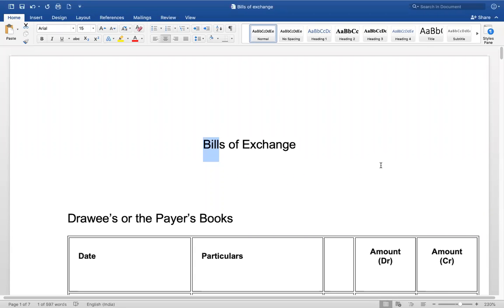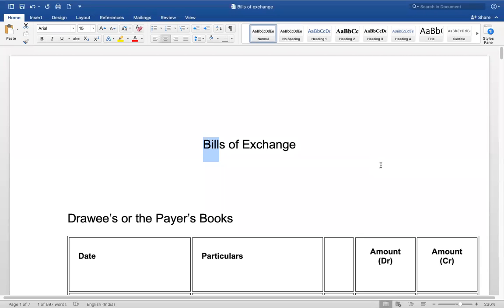Okay, that's called acceptance. Bill is drawn by the seller upon the buyer. Buyer receives that and puts his signature, gives it back to the seller. Putting his signature is called accepting the bill. I'm consenting to all the contents mentioned in the bill.